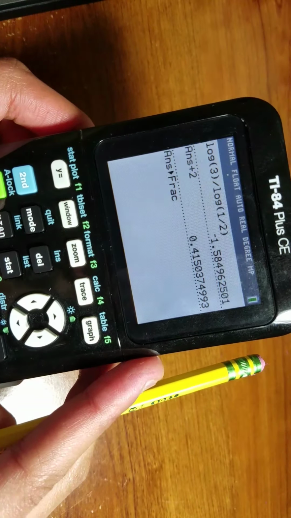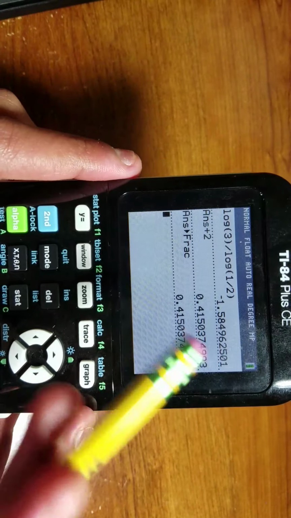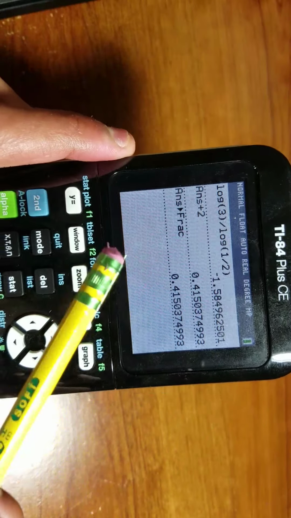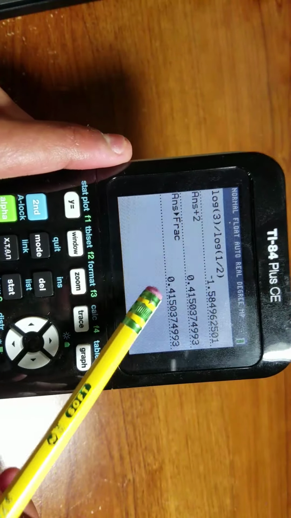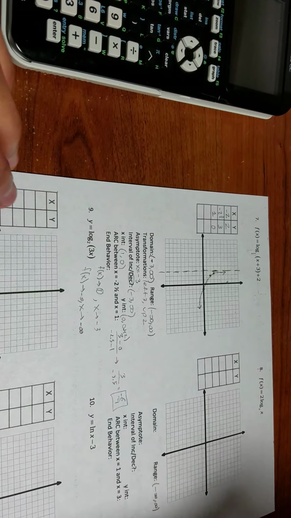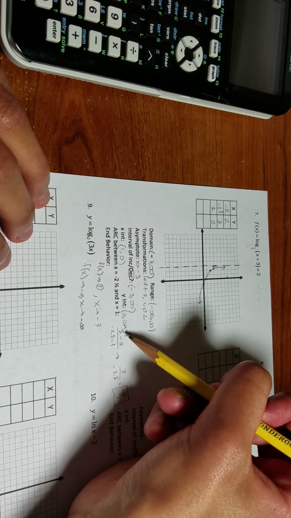Let me see, I'm going to try doing fraction. Okay, no fraction. So I'm just going to round this to whatever your teacher or the sheet says to do. I'll round it to hundredths. Okay, guys, so I just wrote it in here: 0, 0.42.